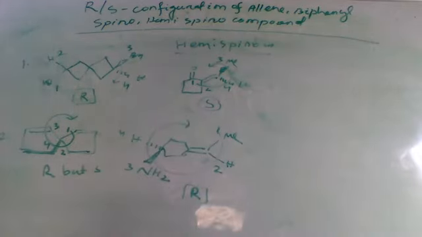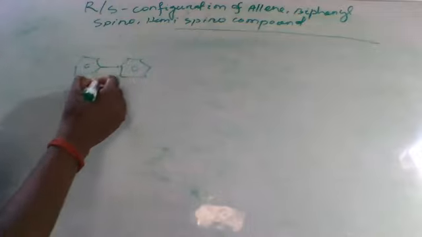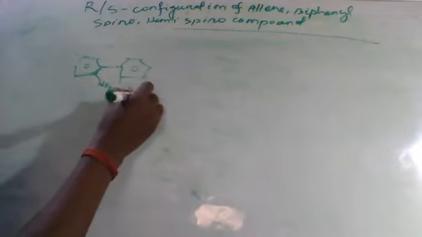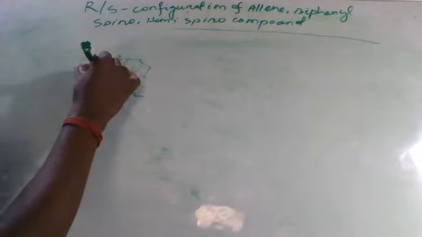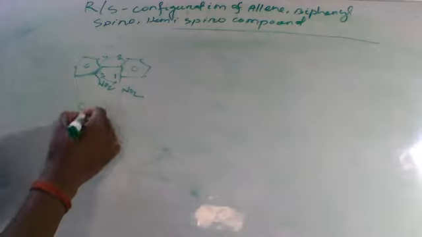Then we'll see some biphenyl systems. This is NO2 and this is NO2. First, second, third and fourth. S configuration.